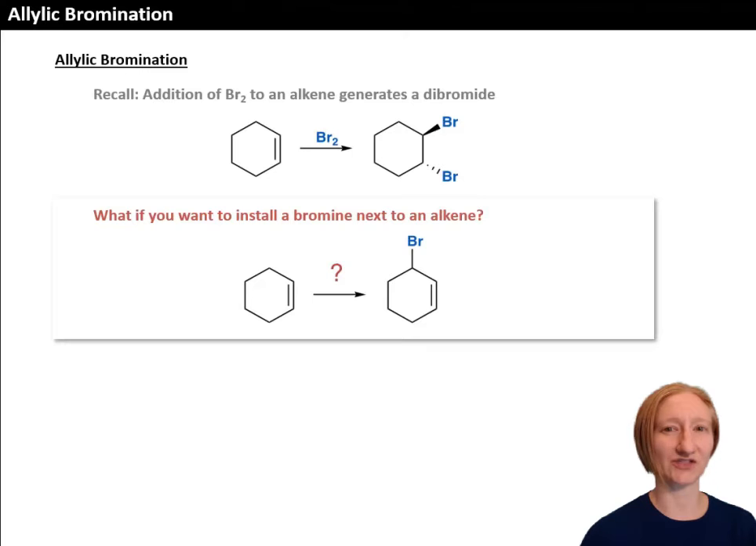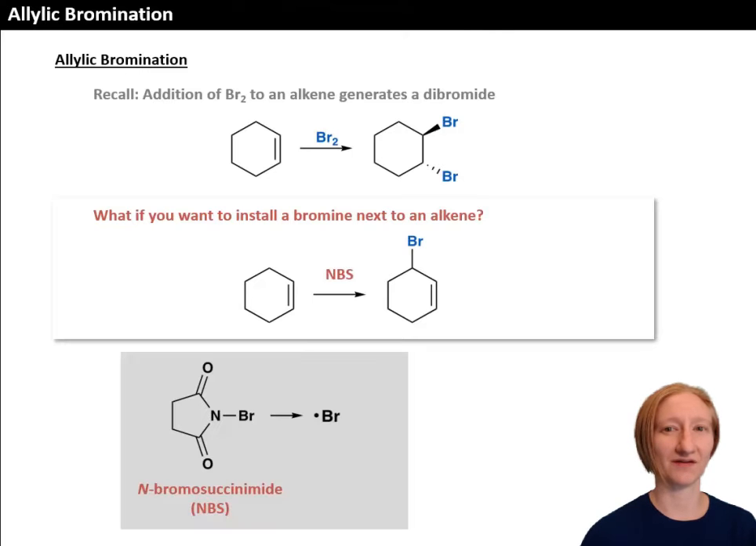Instead, we use a reagent called NBS. NBS is N-bromosuccinimide and is a reagent shown at the bottom of the slide. And under the reaction conditions, NBS serves as a source for the slow formation of bromine radical. The bromine radical then abstracts the weakest CH bond in the molecule, the allylic CH bond next to the alkene.